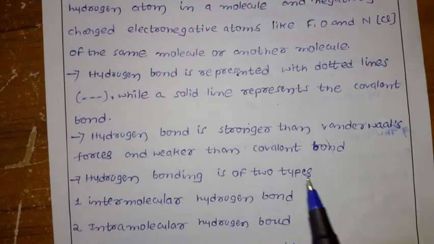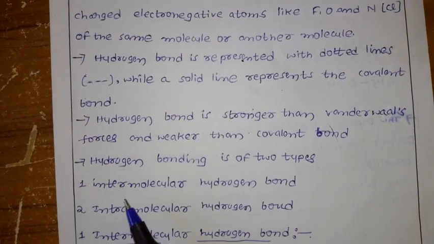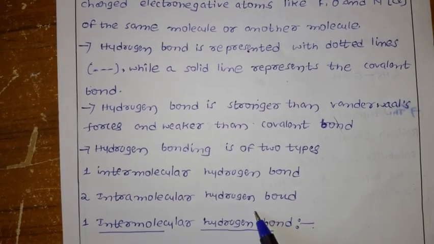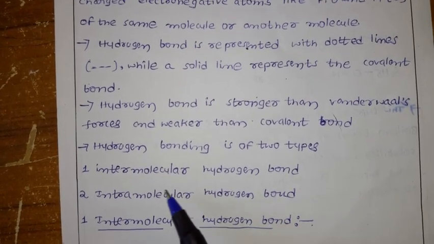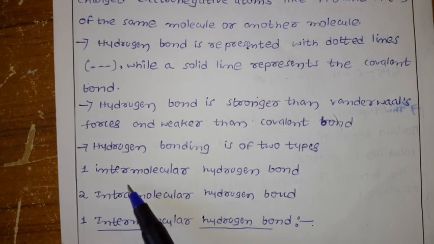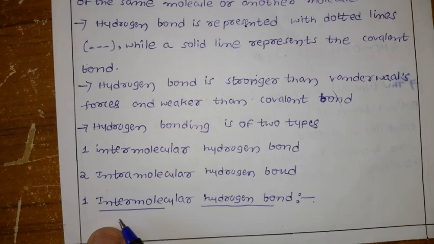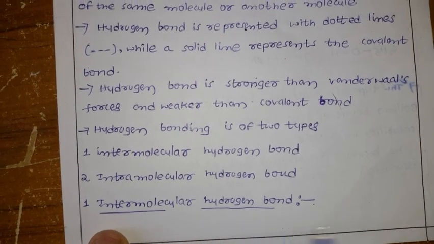Now, hydrogen bond is of two types. We have the intermolecular hydrogen bond and intramolecular hydrogen bond. First you should be familiar with the words inter and intra. Let us discuss intermolecular hydrogen bond. What is intermolecular hydrogen bond?